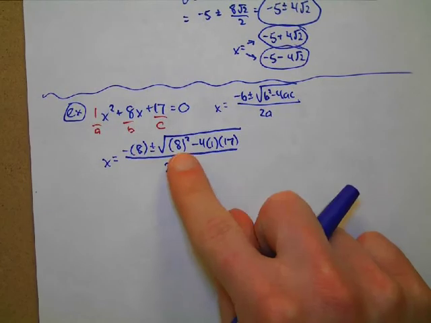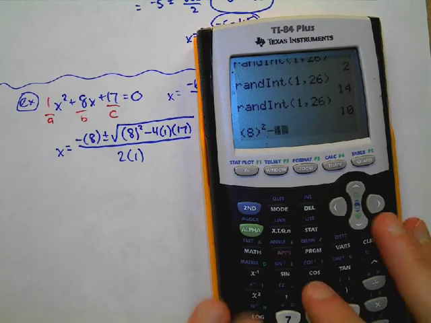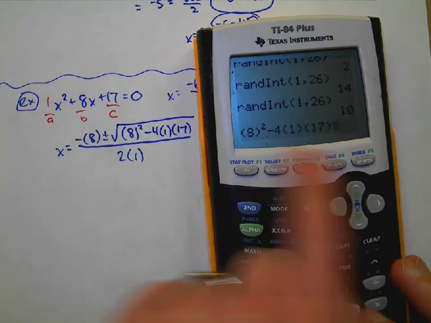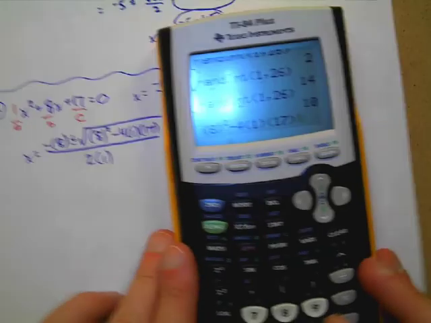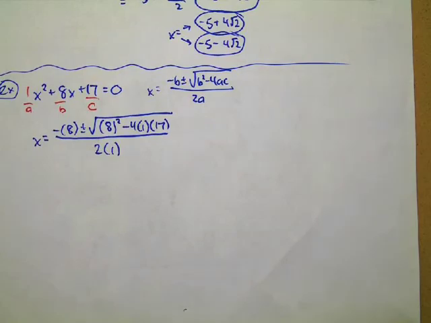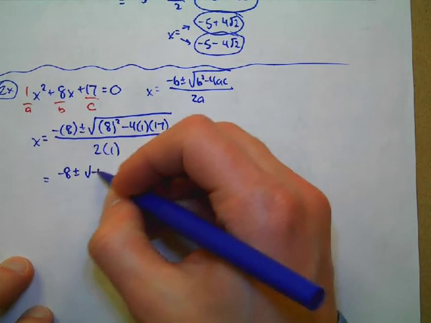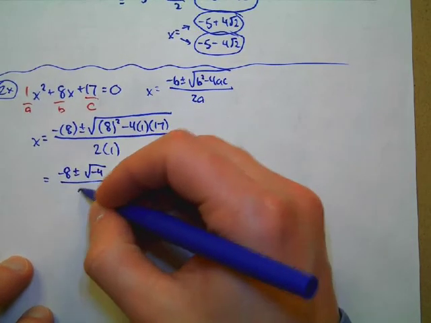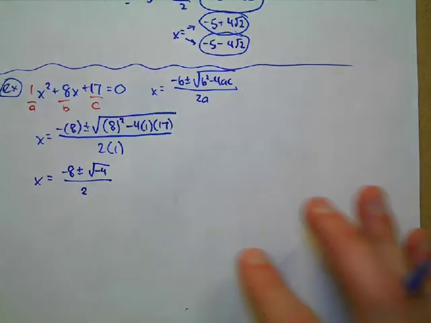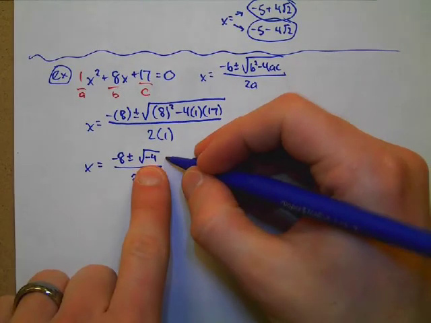There's our setup. And now we simplify. Again, I would encourage you to do your discriminant first. So 8 squared minus 4 times 1 times 17. There's my discriminant right there. Negative 4 is what you get. So this becomes negative 8 plus or minus the square root of negative 4, over 2. Let's go ahead and simplify that square root of negative 4.